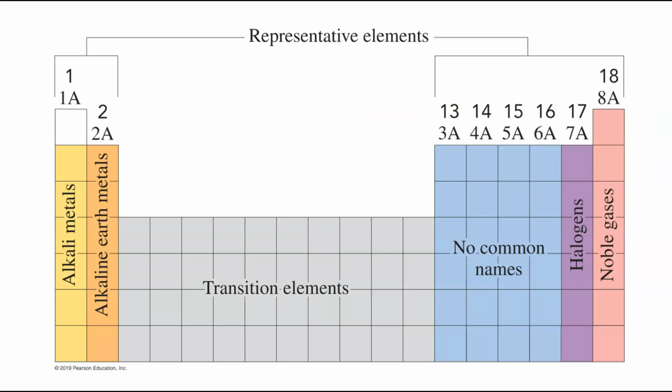This is a little bit of a different way of looking at the periodic table. The main group elements here are called the representative elements. Group 1A is our alkali metals. Group 2A is the alkaline earth metals. Group 7A is the halogens, and Group 8A is the noble gases. You notice the middle is the transition elements or transition metals.